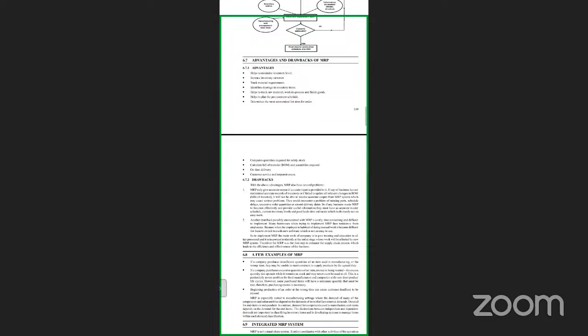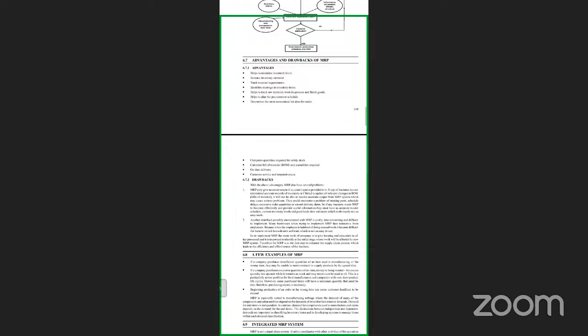Drawbacks: with the above advantages, MRP also has several problems, of which we will try to understand two. First, MRP only gives accurate output if accurate input is provided. Whatever input you give, that is the output you'll get. If you give wrong input, automatically you'll get the wrong output. So it depends on the input you are giving. If you are missing anything, then you will miss it in the output as well.